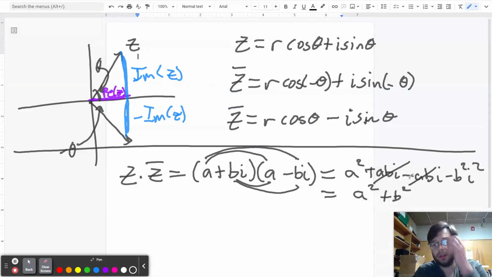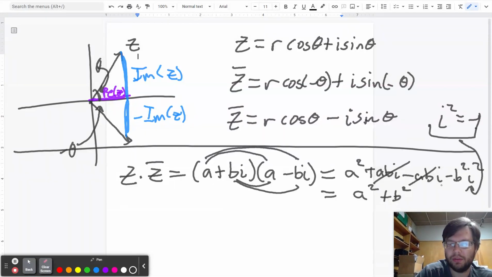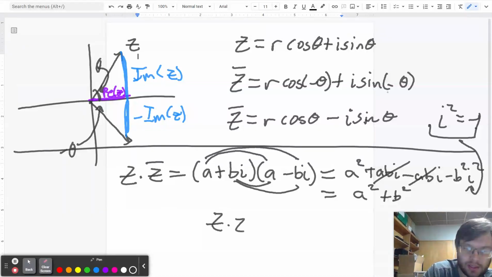Now how did that happen? Well, negative b squared i squared: remember our whole definition of complex numbers is that i squared is negative 1. So we take that, put that right there. Double negative makes a positive. Now a squared plus b squared is actually the same as c squared.